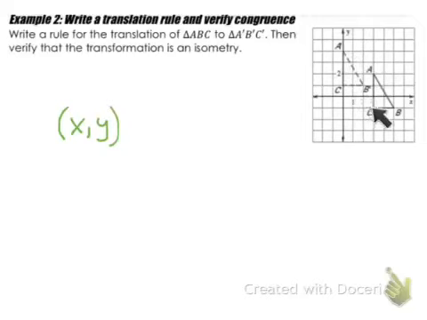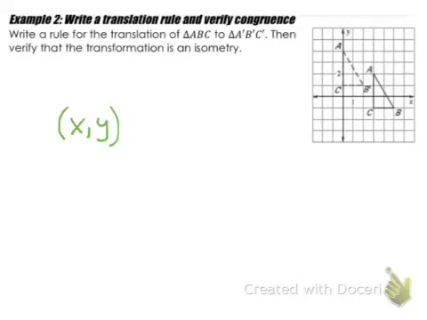So if I'm looking at C going to C prime, we are moving it to the left 1, 2, 3, which matches with A to A prime. And then C to C prime, we're going up 1, 2. That works out as well. Checking B to B prime, we're going to go to the left 1, 2, 3, and up 2. So it looks like we are always moving to the left 3 units and up 2 units.